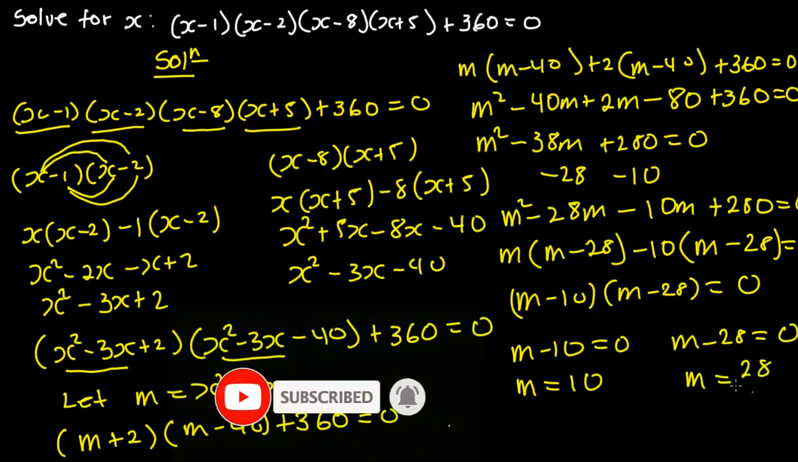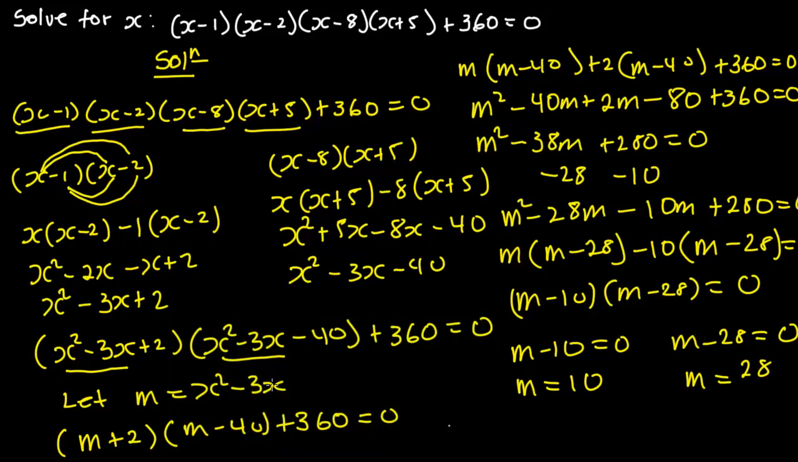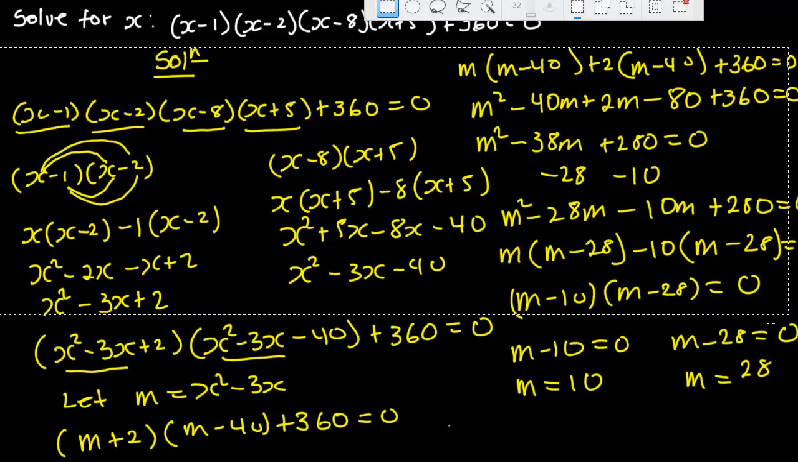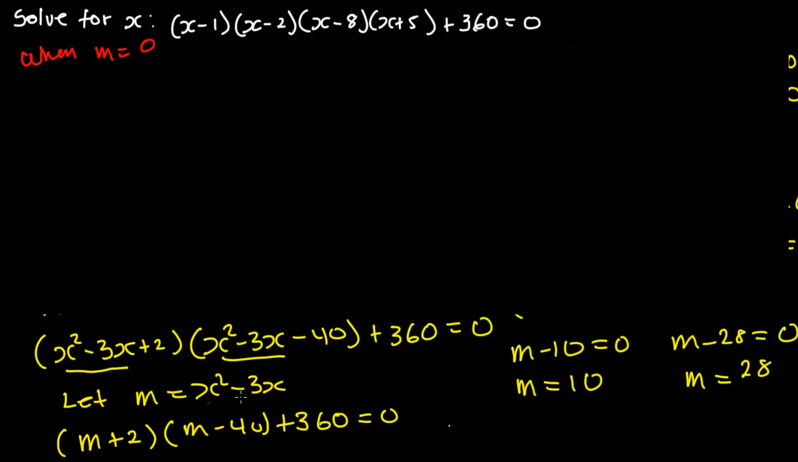But we can't end here because we let m = x² - 3x. So we have to substitute m with the value that we had over here. Now let's clean this side and do that. So let us consider when m is equal to 10. When m is equal to 10, what are you going to get for x? So you are going to have 10 = x² - 3x.